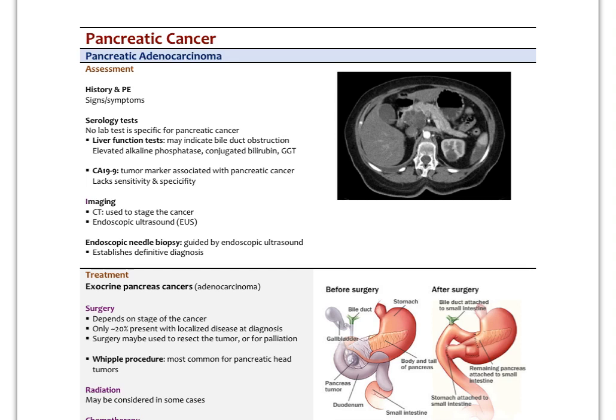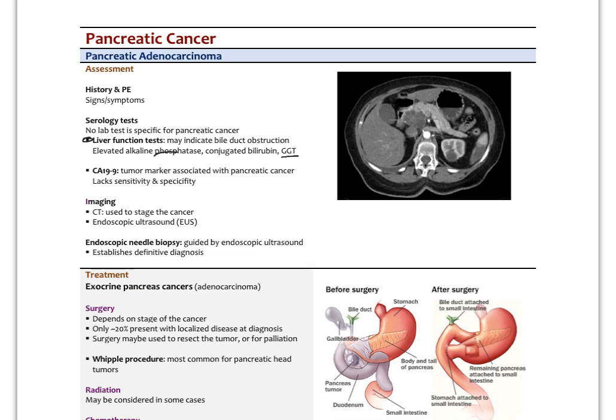There are no screening tests for pancreatic adenocarcinoma. I'm going to focus on that here. We'll talk about the neuroendocrine tumors in just a moment. But basically, we're going to look for, obviously, in any of our patients, any of the classic signs and symptoms. There are no specific lab tests either for pancreatic cancer. Liver function tests might be changed because of bile duct blockage, especially ALK-Phos and GGT and bilirubin.